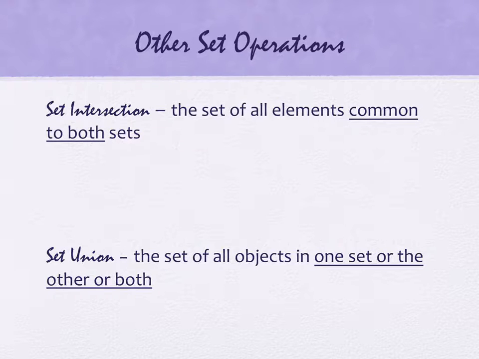So notationally, I want to show you what that looks like with our sets. We have A intersect B. Intersection looks kind of like an N. That's the symbol for intersection. In terms of notation, this looks like all x such that x is an element of A and x is an element of B.